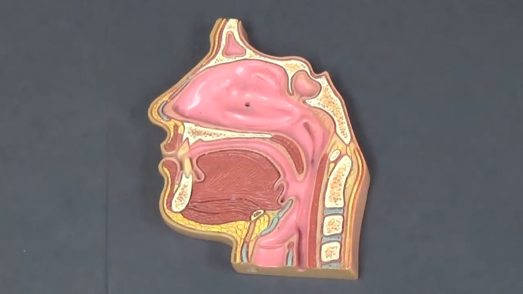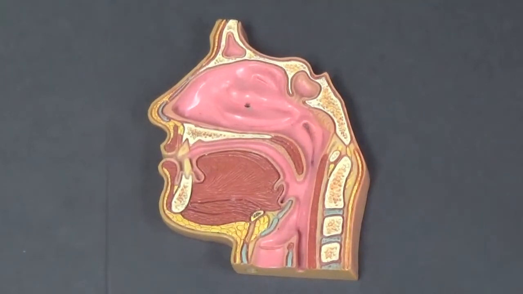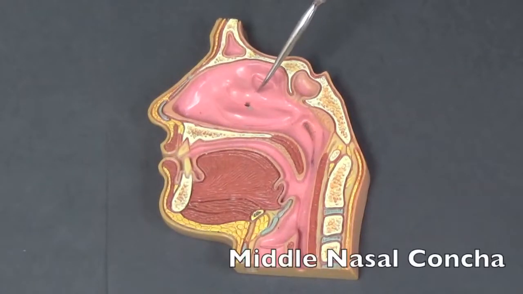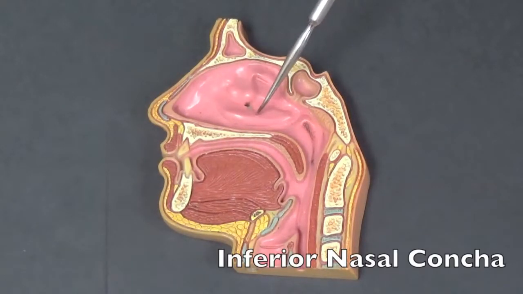Now we will be going over the nasal and oral cavities of the face. To start off, the nasal cavity shown here, here's the nose. When air comes in, it's going to be filtered through three different concha. We've got the superior nasal concha, the middle nasal concha, and the inferior nasal concha.